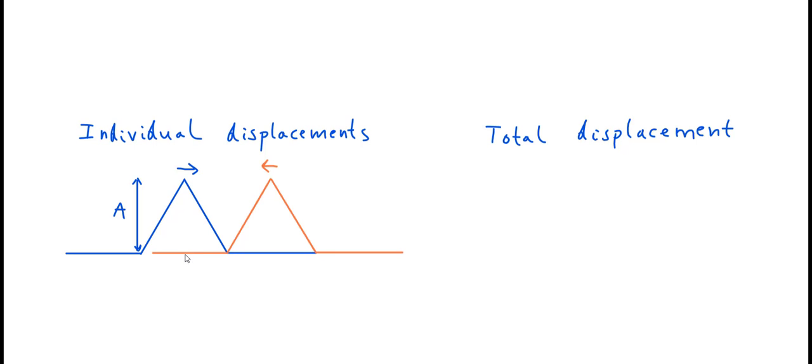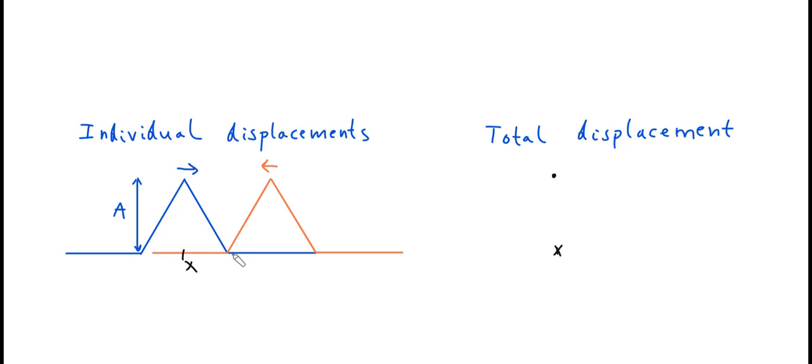So let's pick a point. Let's pick this point here, call it x. At this point x, we can see that the displacement corresponding to the orange wave is 0, and the displacement at x of the blue wave is a. So to work out the total displacement, we simply add these individual displacements of a and 0 to get a total or net displacement of a. So this is at position x.